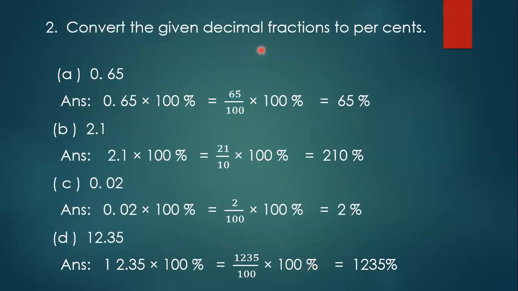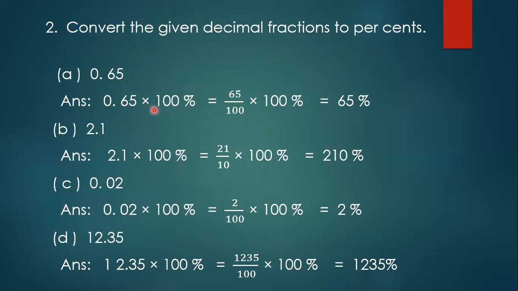Convert the given decimal fraction to percentage. Here, decimal fractions are given. How to convert into percentage. First number, 0.65. Same like a fraction, we will multiply it by 100.